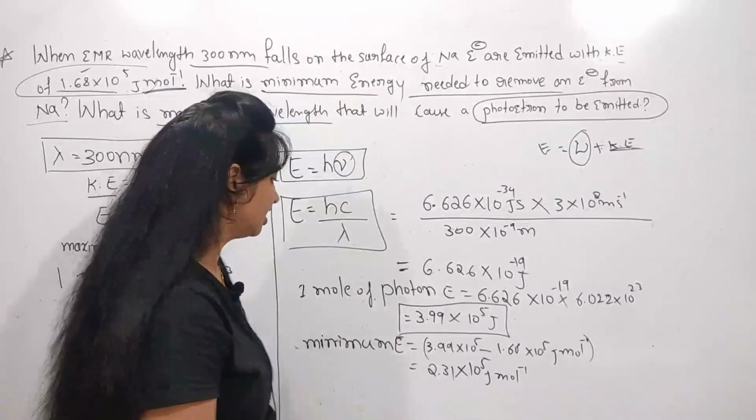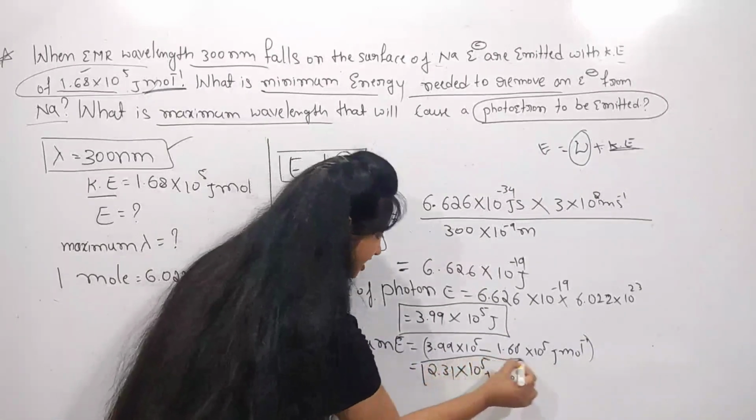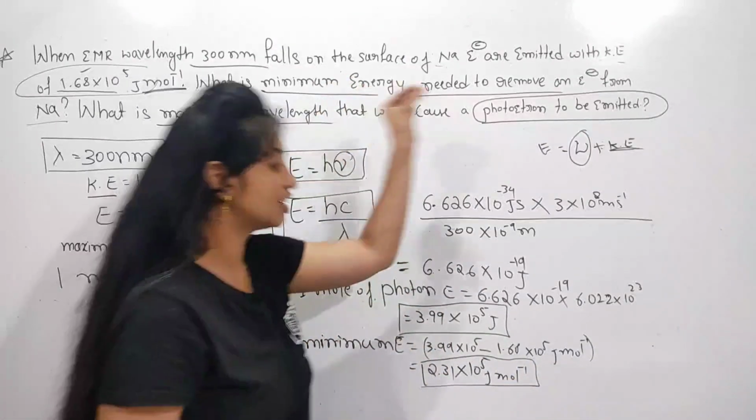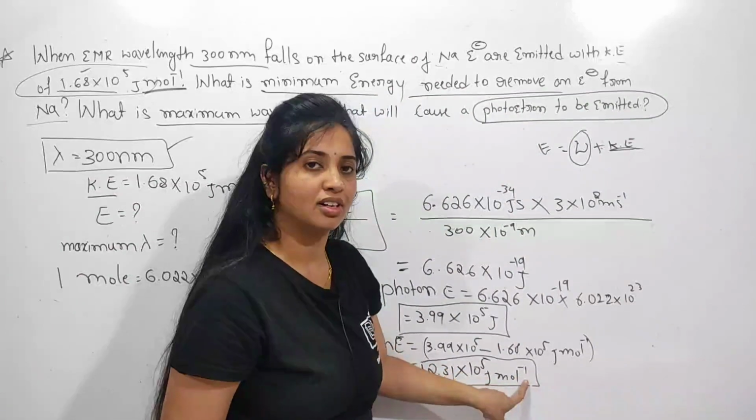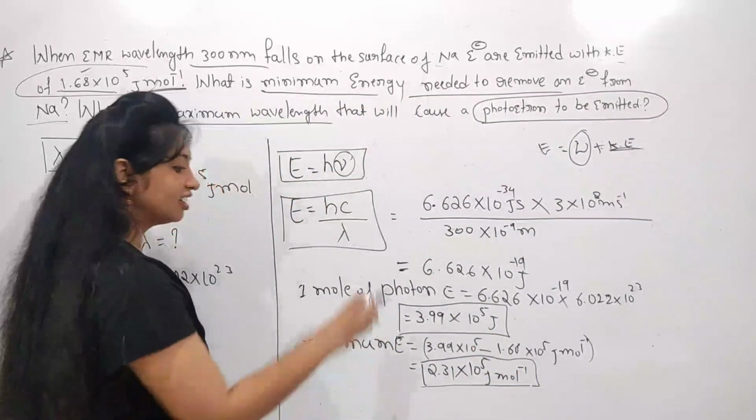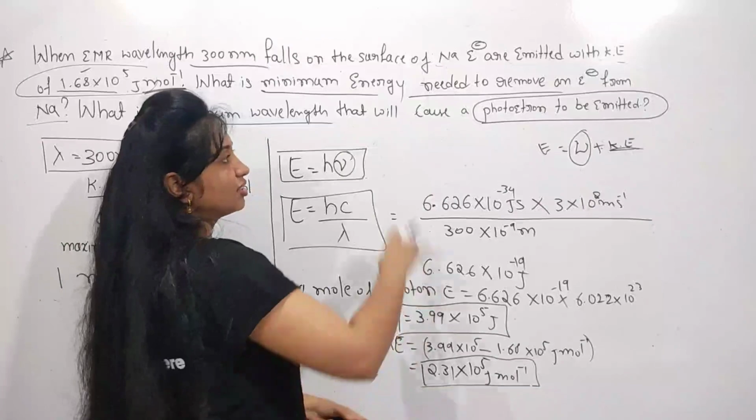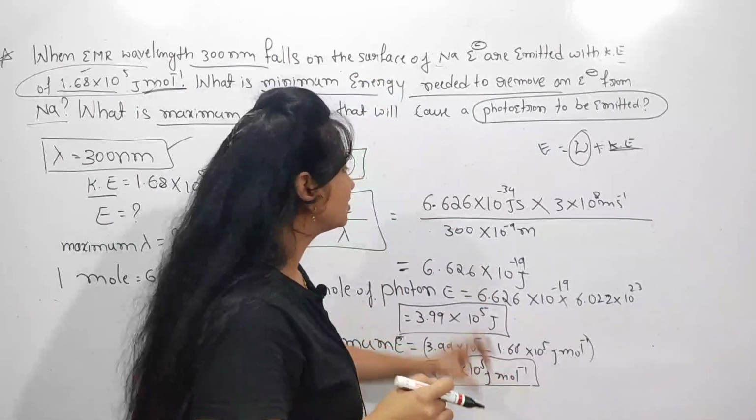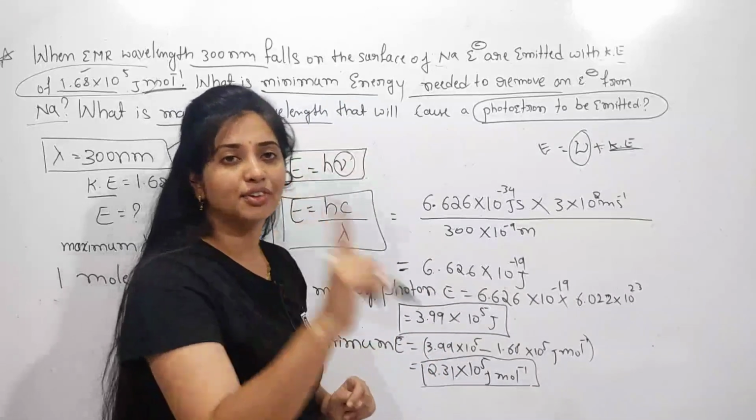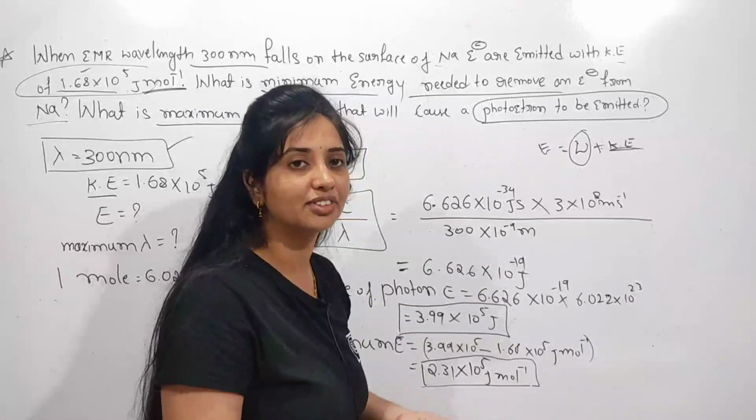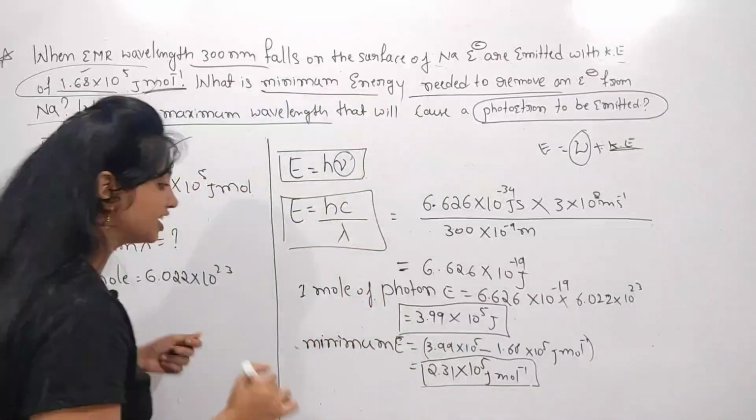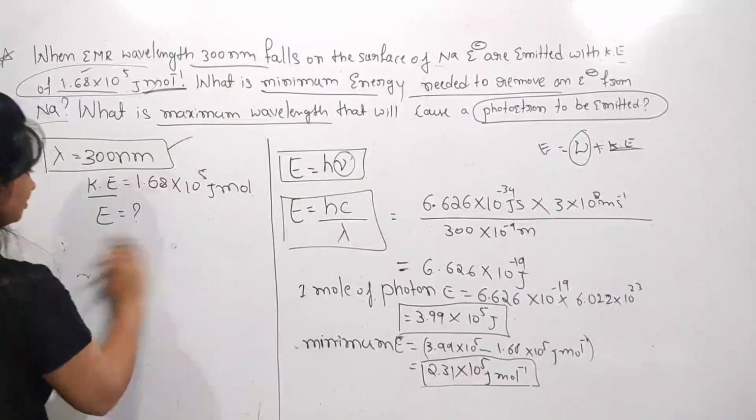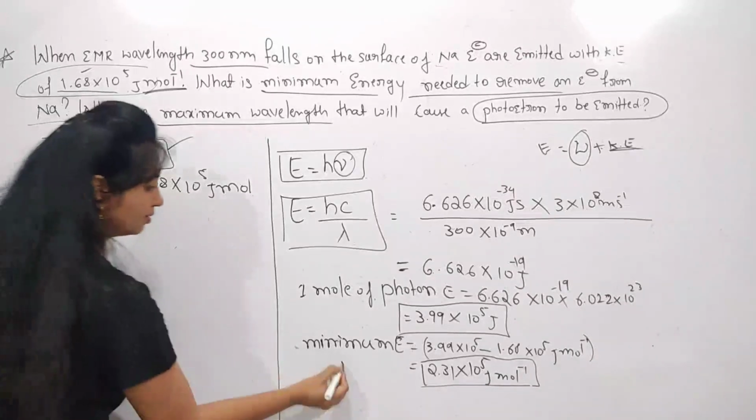So see here, this is the minimum energy to remove an electron per mole. What we have to find here is the minimum energy to remove an electron, but we want to know how much energy is needed for 1 photon, not for 1 mole. That's why I wish to divide. So I wish to do this problem.